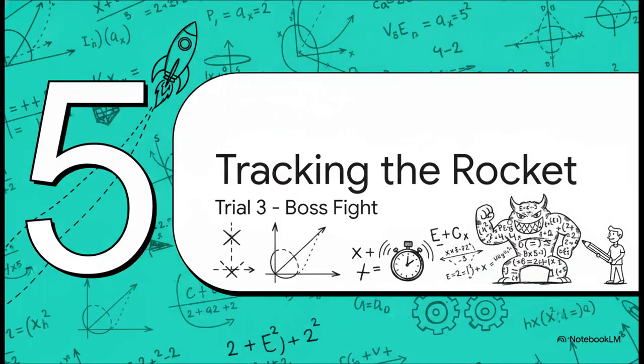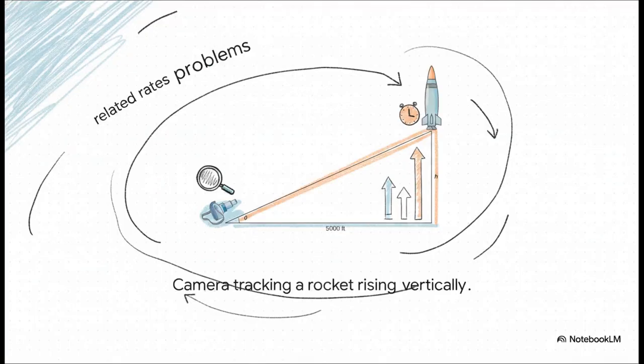Now for the grand finale, Section 5, Tracking the Rocket Launch. Trial 3, the boss fight. We are going to use everything we've learned today to answer the exact question we started this explainer with. Let's set the stage using step 1 and draw it out.